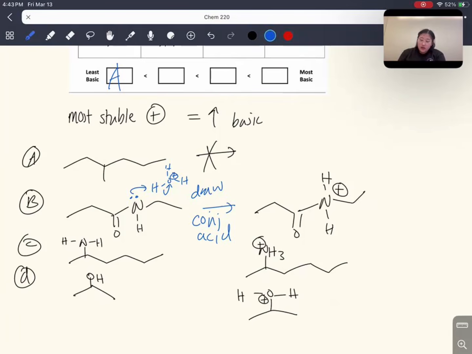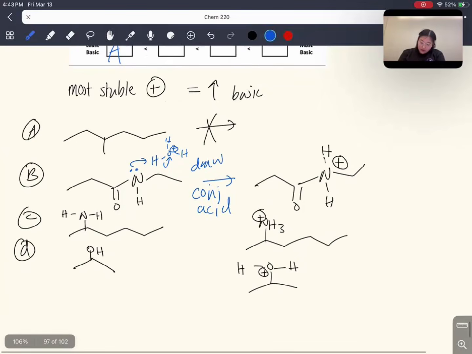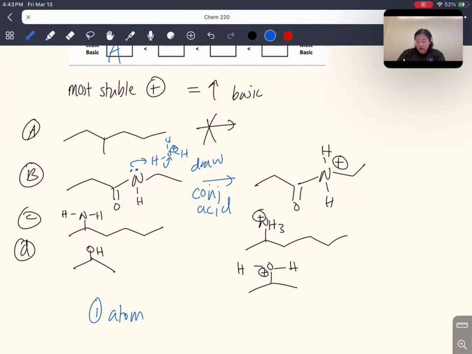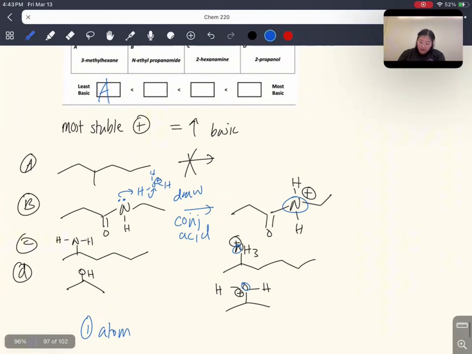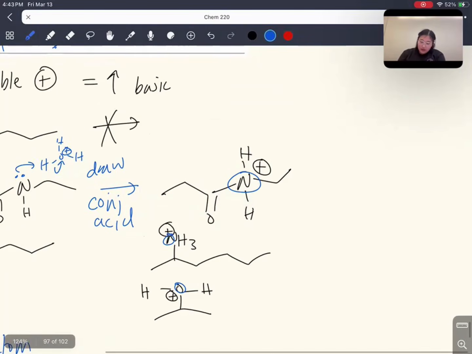So now we're looking at these three, right? The first thing we look at is the atom. A positive charge is more stable on a less electronegative atom. So if we compare nitrogen versus oxygen, oxygen is more electronegative and it really hates having a positive charge on it. Therefore, D is going to be the next least basic. And then we have to compare these two forms, right?